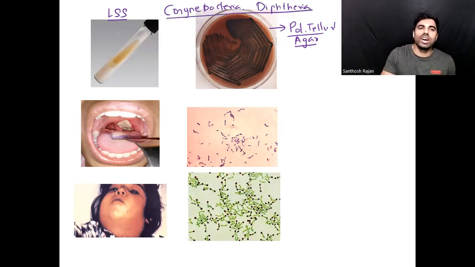So potassium tellurite, this is a fast one. It goes very fast, but potassium tellurite takes time. You know, it takes 18 hours. Here it goes for 6 hours. That's a selective medium, potassium tellurite or Tinsdale, we also call it Tinsdale. Both are the same, okay.